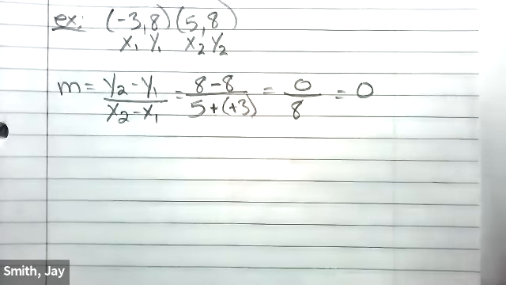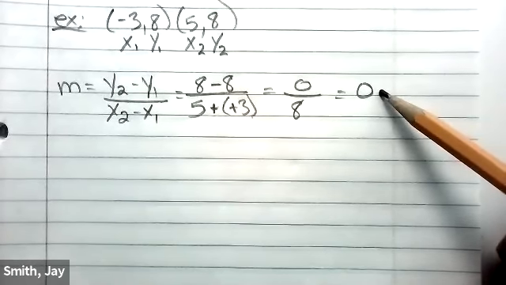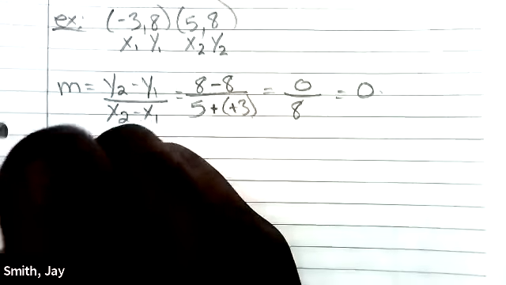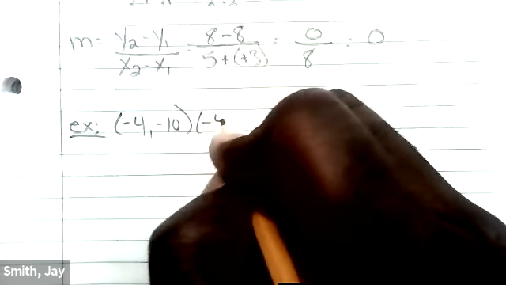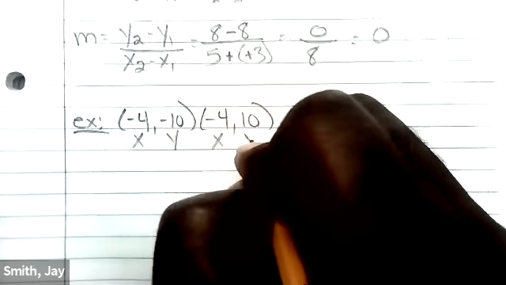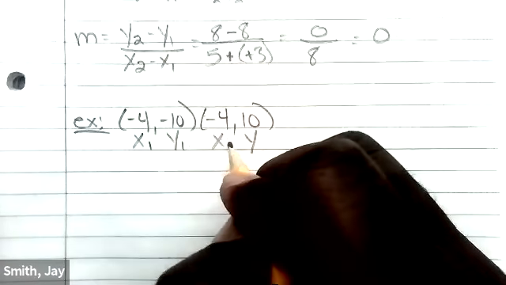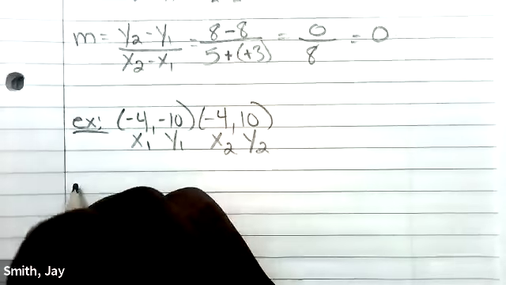All right. Keep in mind too, perfectly horizontal lines have a slope of 0, whereas vertical lines are undefined. This time we're given the points -4, -10 and -4, 10. Go through and label x, y: first x, first y, second x, second y. Plug everything into its appropriate place.